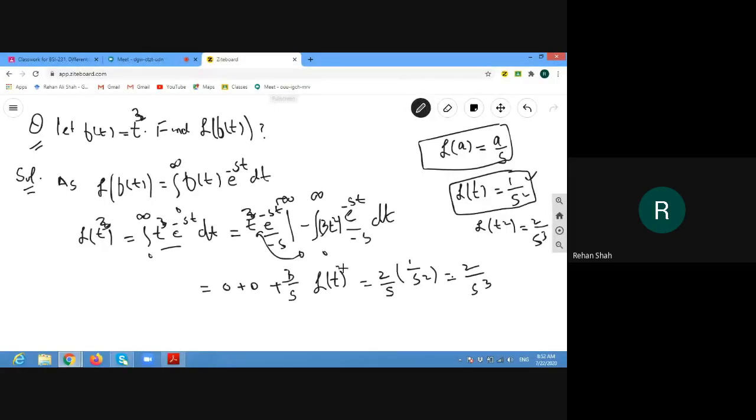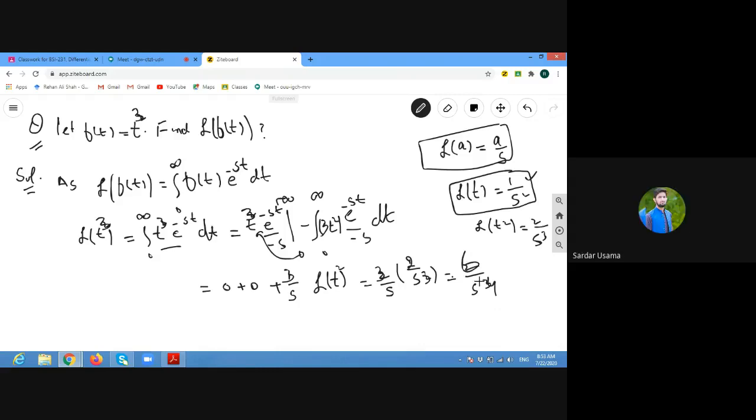Laplace of t square. But Laplace of this is 3 by s. But Laplace of t square is what? This is 2 by s cube. So this will become 3 multiplied by 2 is 6, 6 divided by s power 4. Is it clear?